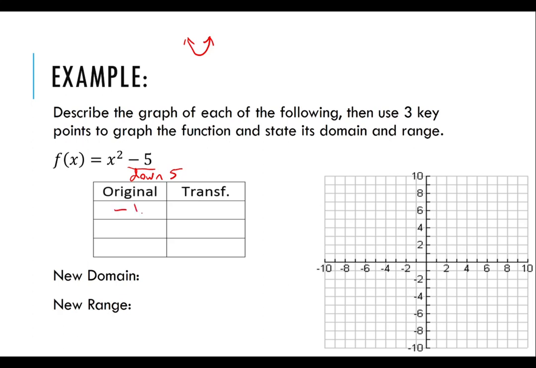So then, if I were to consider some original points to start by graphing, I would probably pick -1, which would give me 1 when I square it. I would pick 0, that squared gives me 0, and I would pick 1, which when squared is 1.